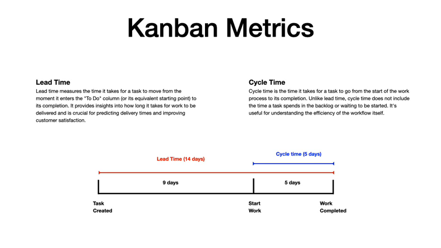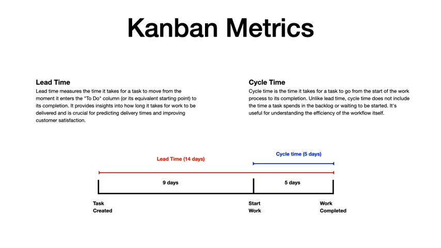Cycle time. Cycle time is the time it takes for a task to go from the time it was picked up, marked as doing or in progress, to its completion. Unlike lead time, cycle time does not include the time a task spends in the backlog or waiting to be started. It's useful for understanding the efficiency of the workflow itself. In our example, if a task took 9 days to move from to-do to doing and 5 days from doing to done, the lead time would be 14 days, while the cycle time would be 5 days.